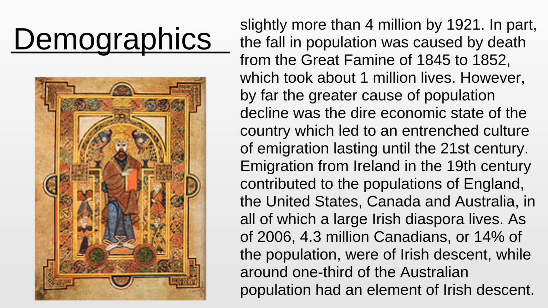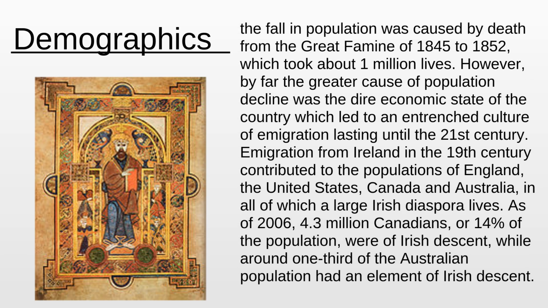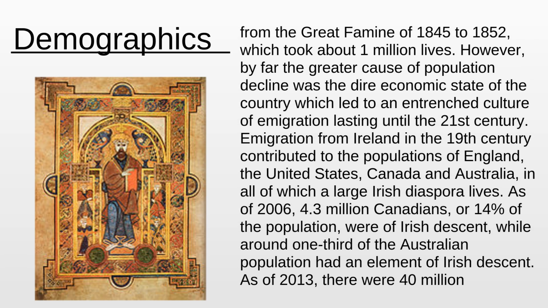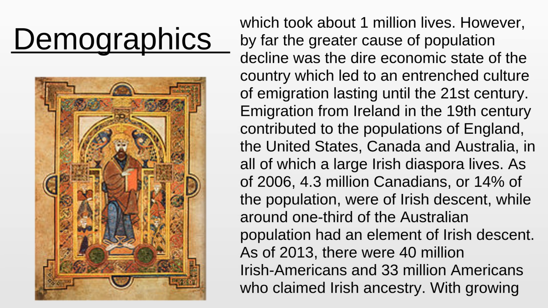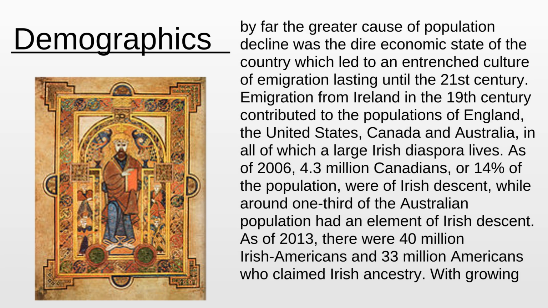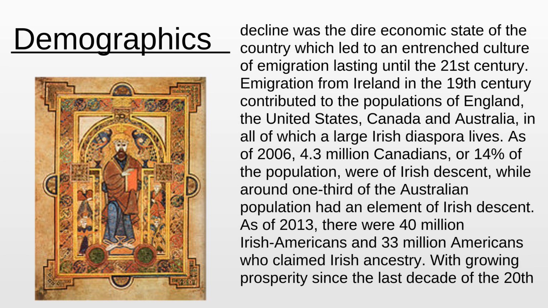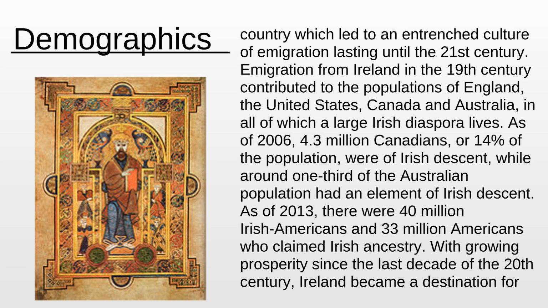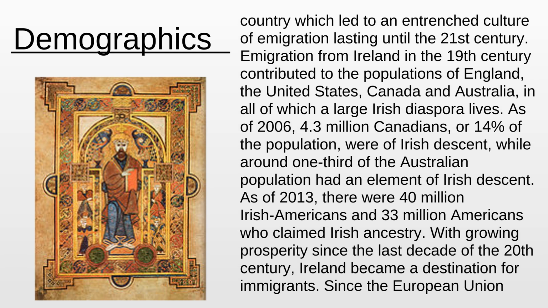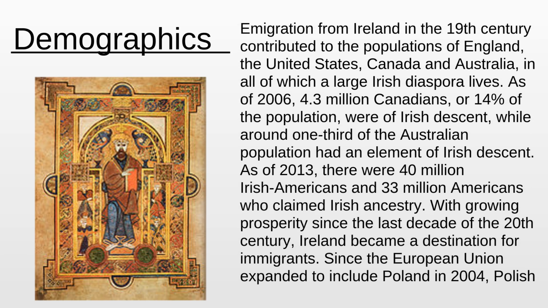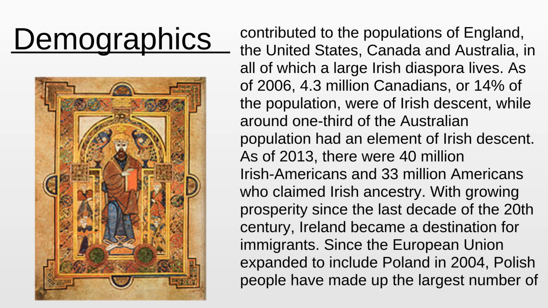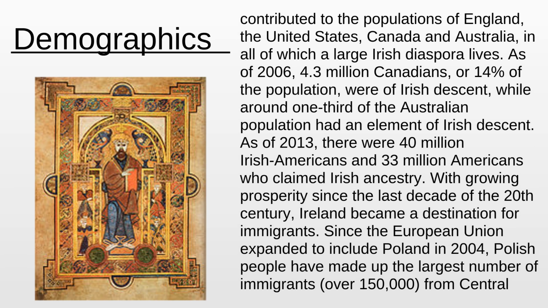The population of Ireland collapsed dramatically during the second half of the 19th century. A population of over 8 million in 1841 was reduced to slightly more than 4 million by 1921. In part, the fall in population was caused by death from the Great Famine of 1845 to 1852, which took about 1 million lives. However, by far the greater cause of population decline was the dire economic state of the country, which led to an entrenched culture of emigration lasting until the 21st century.